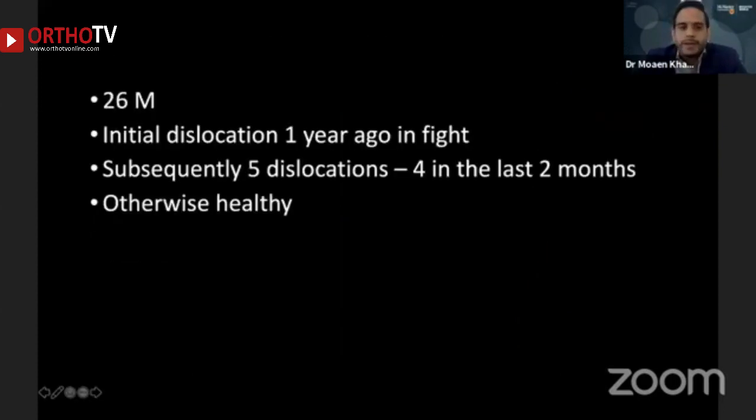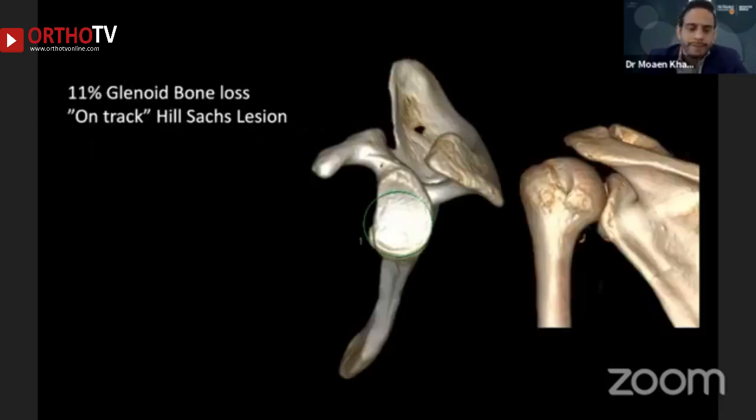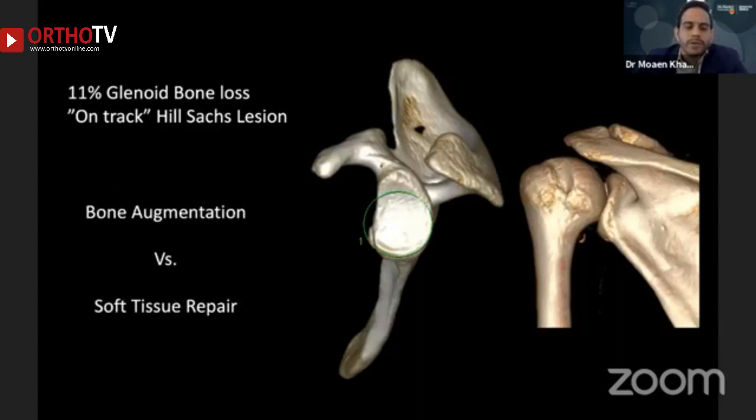But I want to illustrate how things can get a little more challenging with this case. A 26-year-old patient who had an initial instability event about a year ago. They're an MMA fighter. They subsequently had 5 dislocations, 4 in the last 2 months, and they're otherwise healthy. If you look at their imaging here, they have an 11% glenoid bone loss and an on-track Hill-Sachs lesion. Many surgeons will question whether they should have a bony augmentation, and there are certainly many risk factors that would make that reasonable. And there are also many surgeons who would suggest that a soft tissue repair would be very reasonable for this patient.